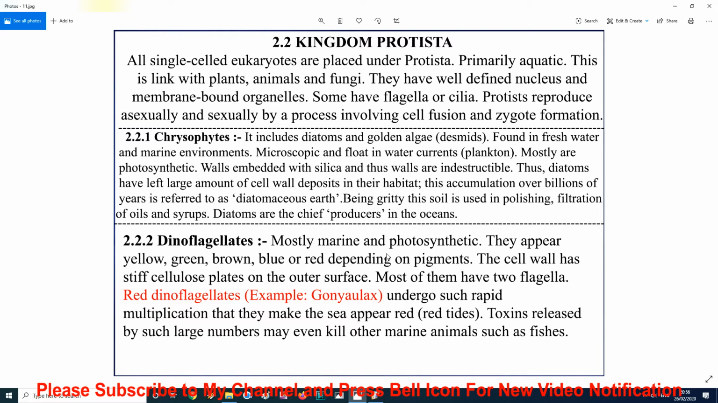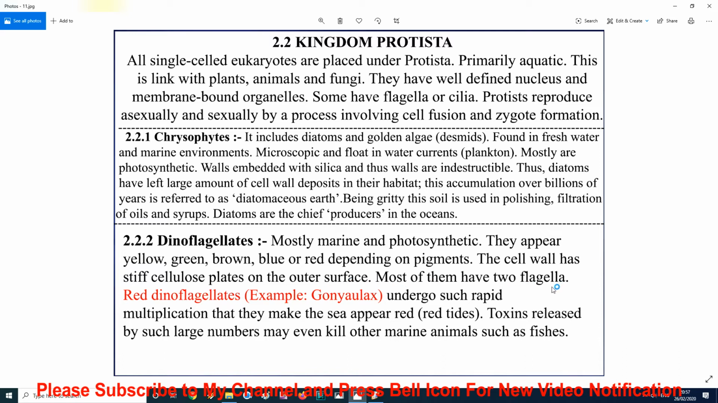Dinoflagellates are mostly marine and photosynthetic. They appear yellow, green, brown, blue and red depending on the pigment present in them. The cell wall has stiff cellulose plates on its outer surface. Their cell wall is made of a very hard material of cellulose plates.